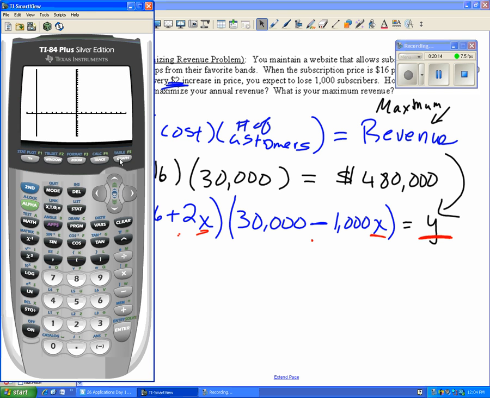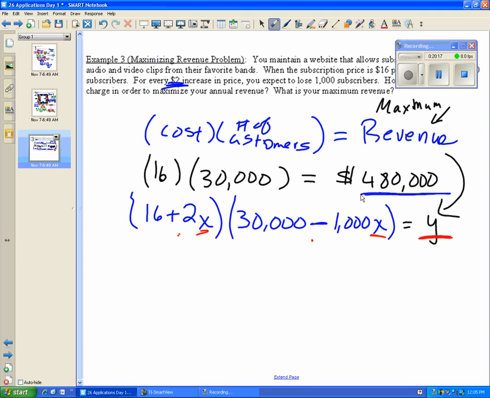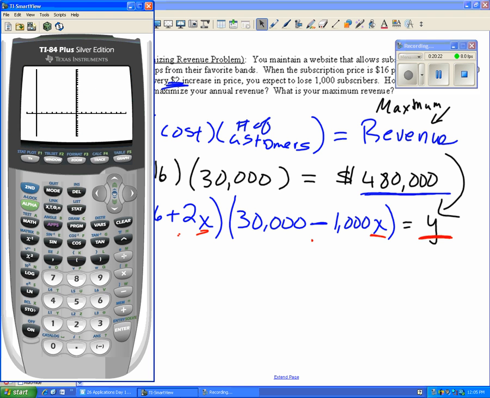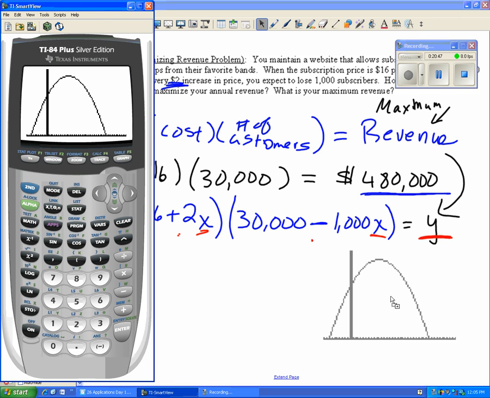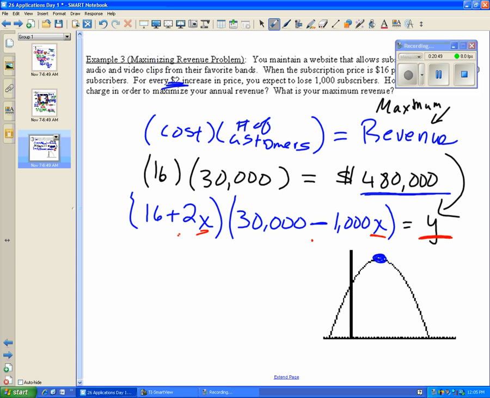Think about this. My current revenue is $480,000. That's my Y. So I need to make my Y in my window huge. 480,000, let's make it, I don't know, 800,000. My X, thinking 10 is going to work is kind of silly, so I'm going to make it 40, just to make it bigger. If I graph this, notice now I get a maximum point.